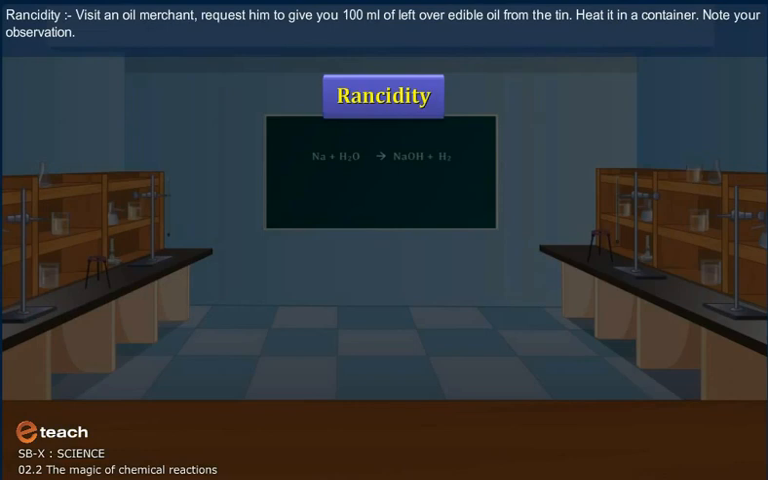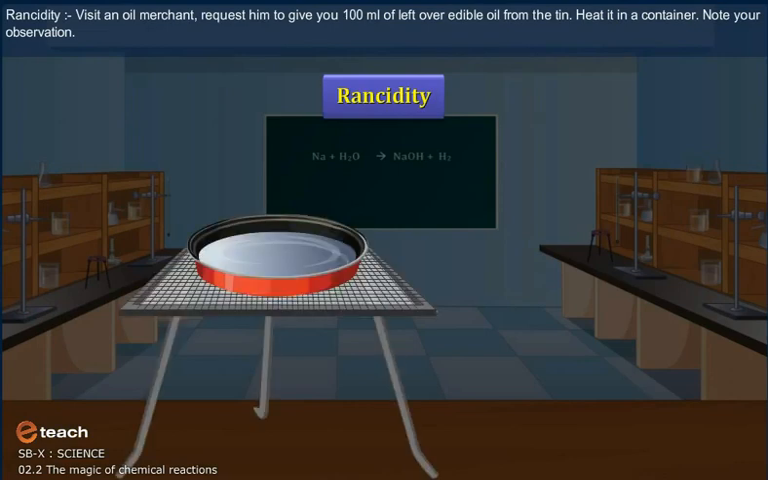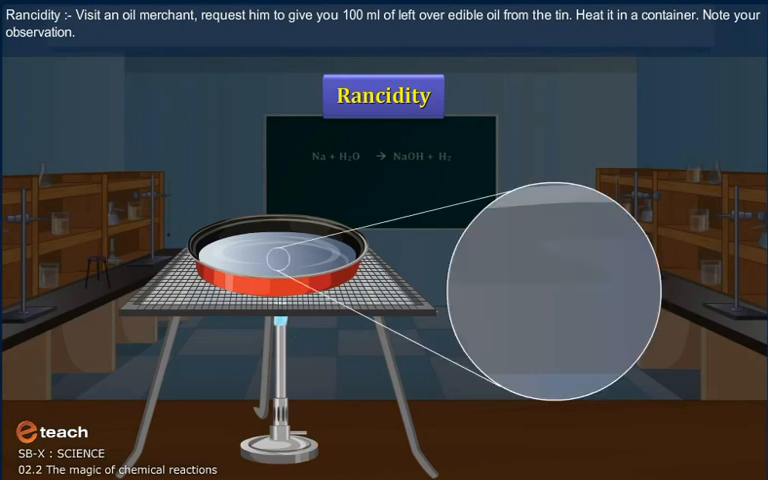Rancidity. Visit an oil merchant. Request him to give you 100 milliliters of leftover edible oil from the tin. Heat it in a container. Now note your observations.